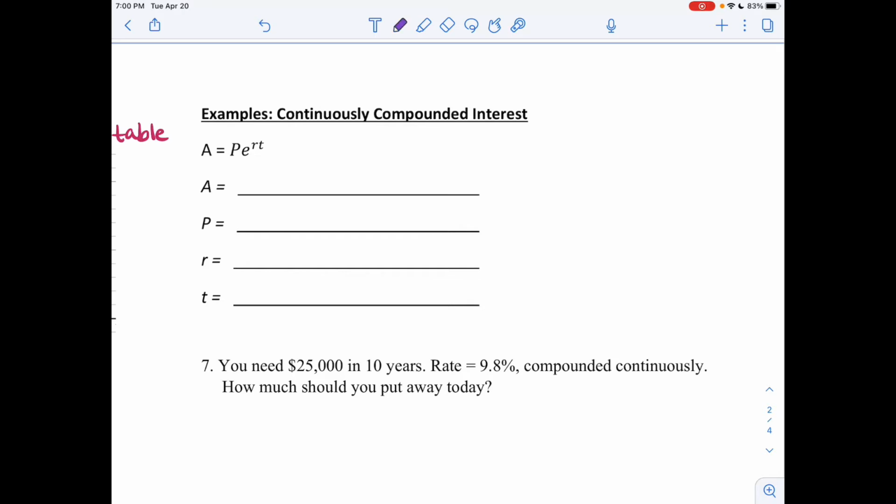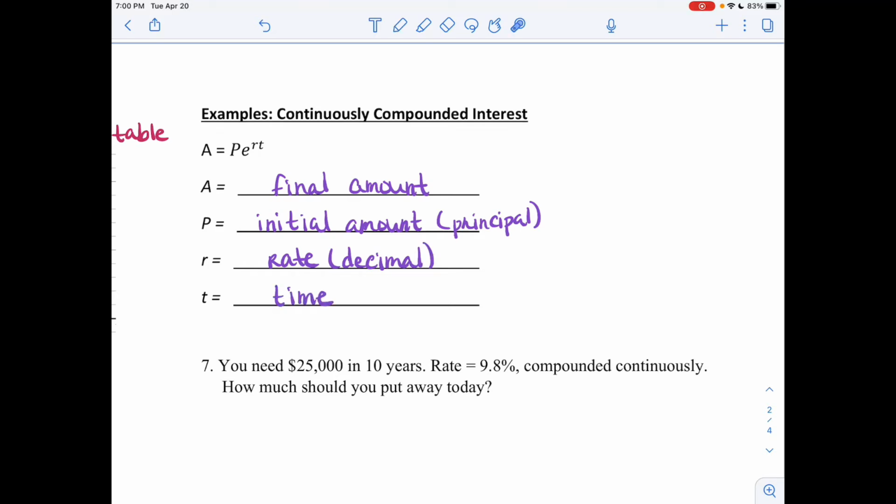A is still our final amount, just like it was for our regular exponential compound interest equation. P is still our initial amount or principal. R is still our rate, and remember that we have to do that as a decimal. And T is time. So the only difference here is instead of having a certain number of intervals n, we are continuously compounding by using the Euler number.